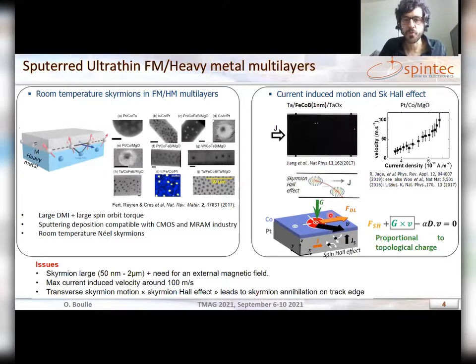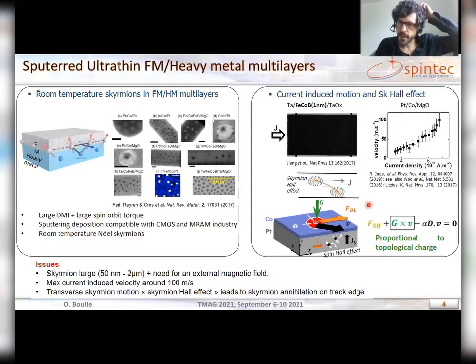In addition, the topology of the skyrmion leads to an additional gyrotropic force, which is perpendicular to the skyrmion velocity. It results in a motion transverse to the current direction, and this transverse motion is also known as the skyrmion Hall effect. So you can see in the movie here that the skyrmions move in the current direction, but they also have a motion along the right side of the track.